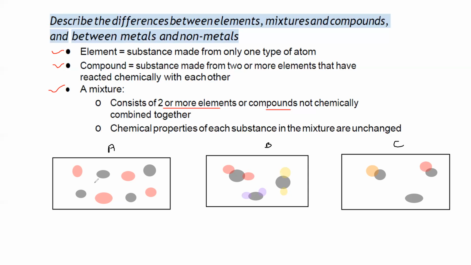First one, is A a mixture? The substance A. Is A a mixture? Yes or no? So that's right, A is a mixture. What about substance B? Is B a mixture?